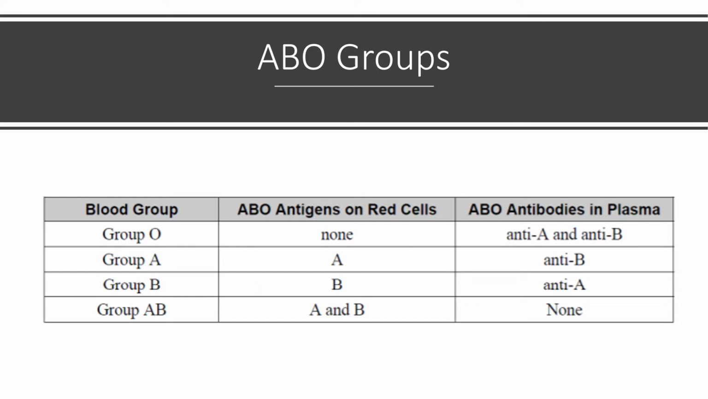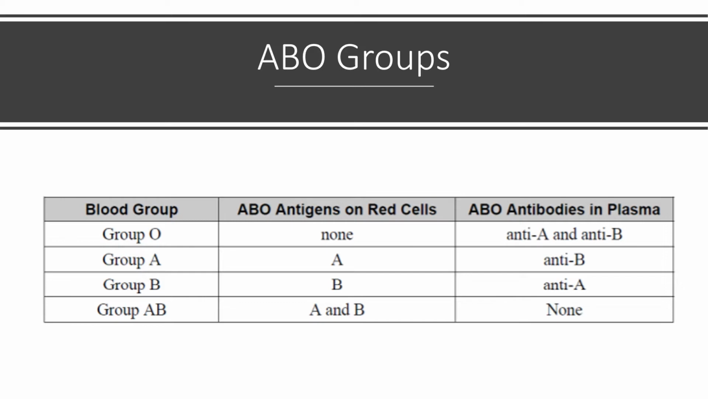Next, we're going to talk about ABO groups. There are four main blood groups, or types of blood: A, B, AB, and O. Your blood group is determined by the genes you inherit from your parents, and it is identified by the antibodies and antigens present in your blood. Antibodies are proteins found in the plasma and are part of your body's natural defense. They recognize foreign substances such as germs and alert your immune system.